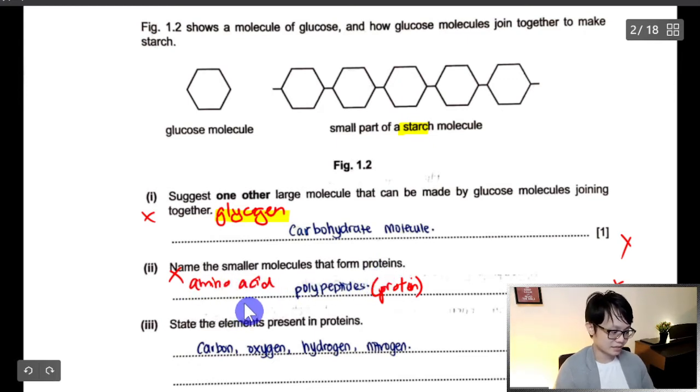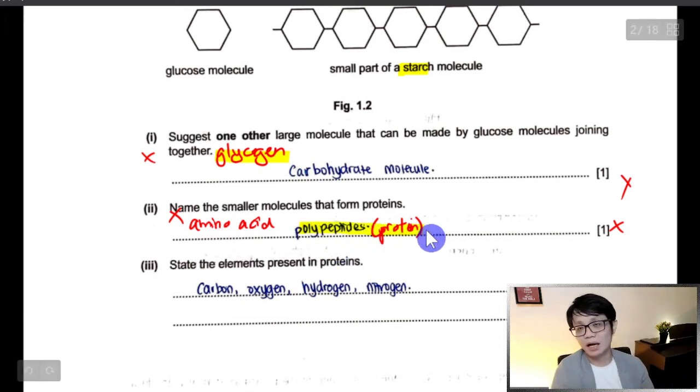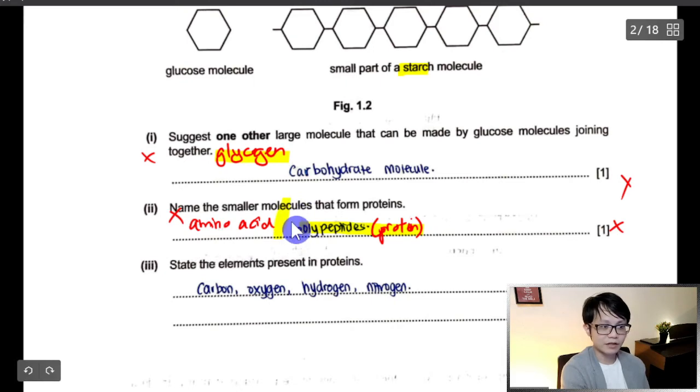Name the smaller molecule in protein. So this is amino acid. If it's amino acid, shouldn't they write name the smallest molecule? No, the reason is polypeptide and protein are the same category, so there's no point in putting polypeptide. Amino acid is called a peptide. If you want, you write peptide, then it makes more sense. But people usually just put amino acid.